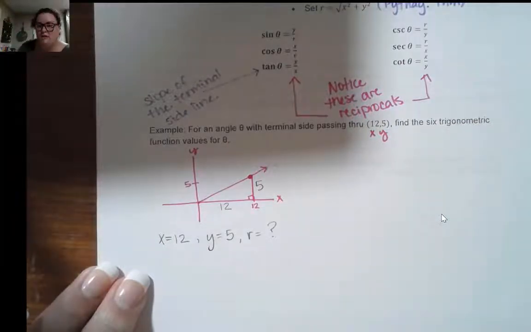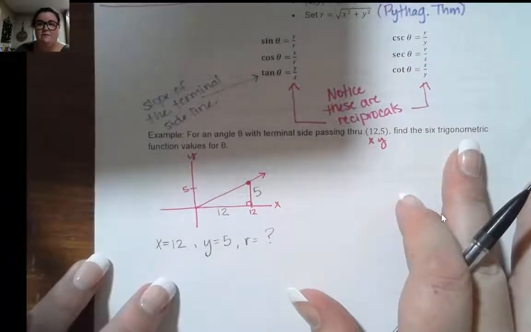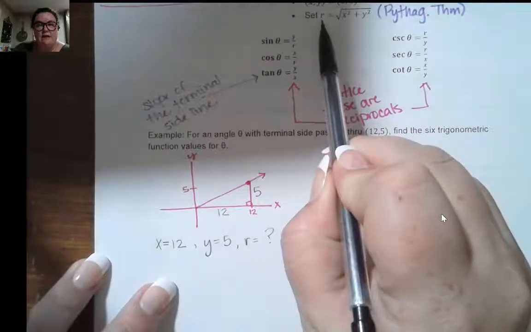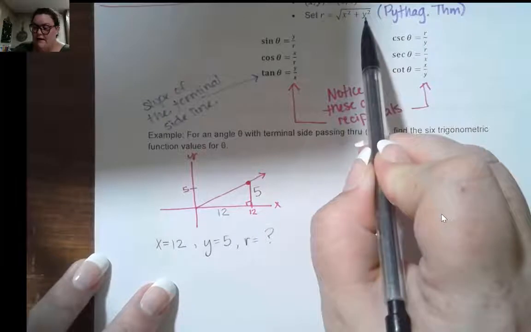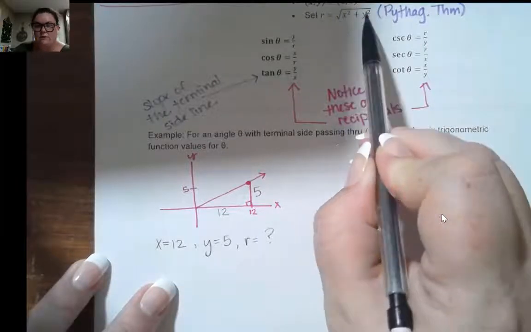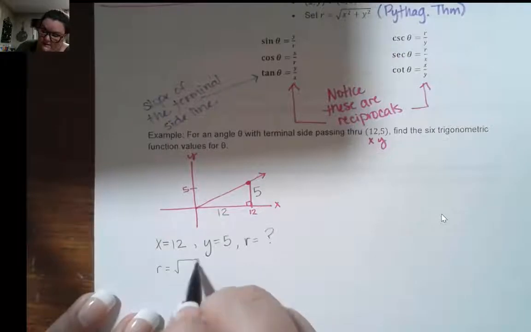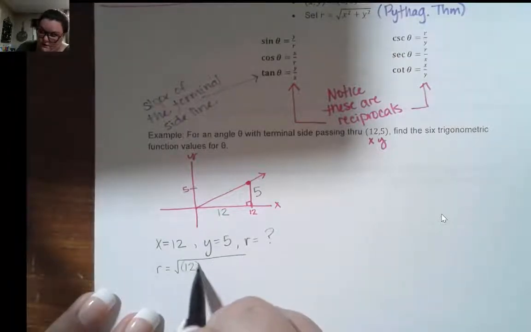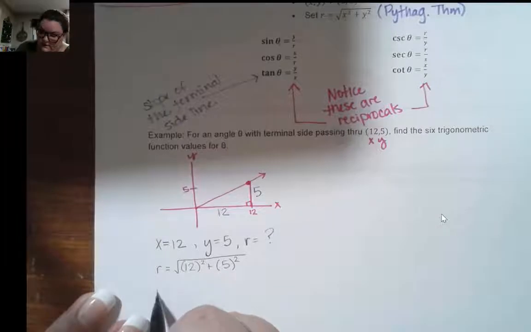So remember, if we look up at the top of my screen, but middle of your page, we can find r using the Pythagorean theorem. All we have to do is square x, square y, add them together, and take the square root. So that's what I'm going to do down here. R is the square root of x squared, so 12 squared, plus y squared, which is 5 squared. And then I simplify.